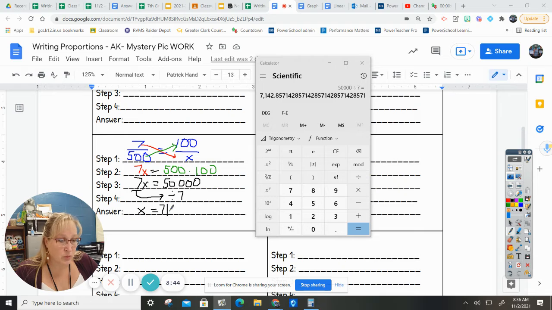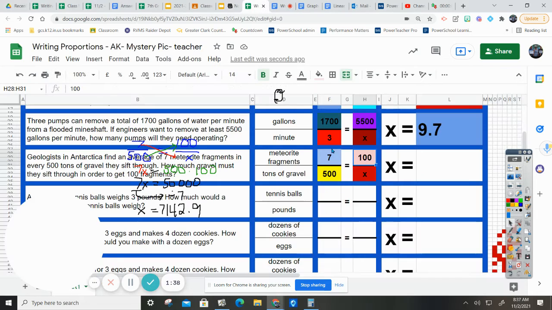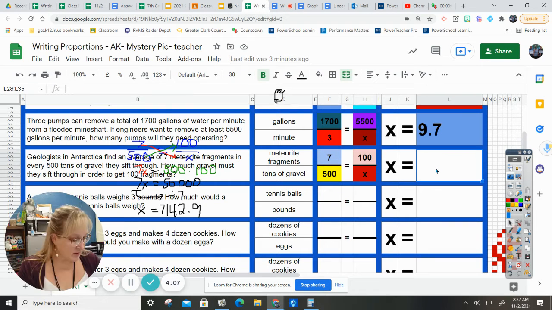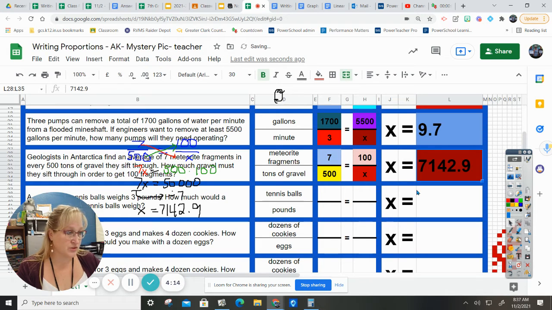So 7142 point. Now I'm looking right here. This is my tenths place. I'm going to look at the 5. That 5 says to go up. So 7,142.9. 7,142.9 should be my answer, and it changes colors.